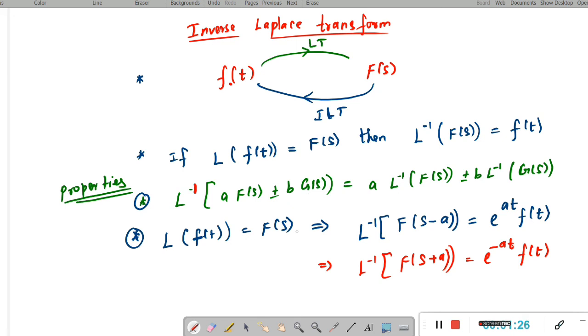Second one is shifting, the first shifting property. I have written this result. So that means if you want to find L inverse of F of s minus a, you have to multiply by e power at. After that, you have to find out L inverse of F of s only. So from that you may get f of t. Similarly, instead of minus, if you have a plus, you have to use the second formula. Next one.